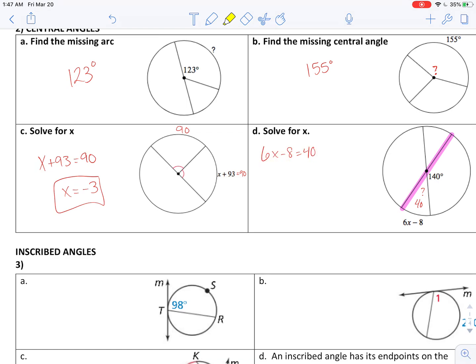And why is that? Well, I've got this arc being intercepted by a central angle, so they must be the same. 6x is 48, so x must be a positive 8.